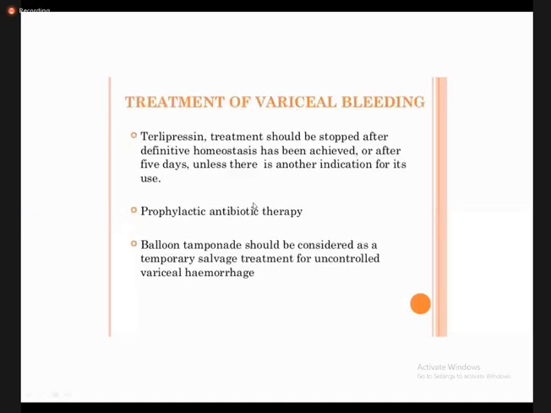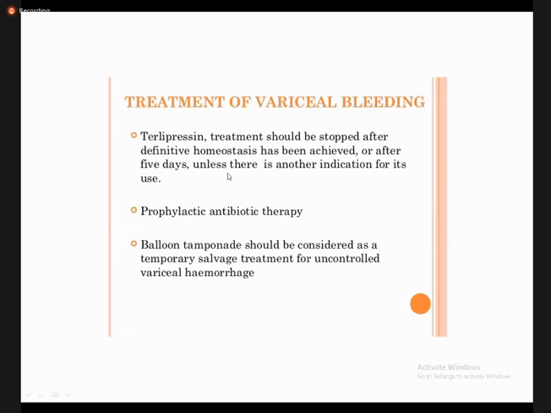Now, in cases of variceal bleed, the patient should be given the vasoconstrictors, terlipressin, which should be started immediately if you suspect the variceal bleed, and should be stopped when the hemostasis is achieved or after 5 days of the GI bleed. Prophylactic antibiotics are very important because patients with GI bleed can have other complications of the liver disease like secondary bacterial peritonitis, urinary tract infection, secondary infection, chest infection. So patients should be on prophylactic antibiotics. Then balloon tamponade should be considered as a salvage treatment.